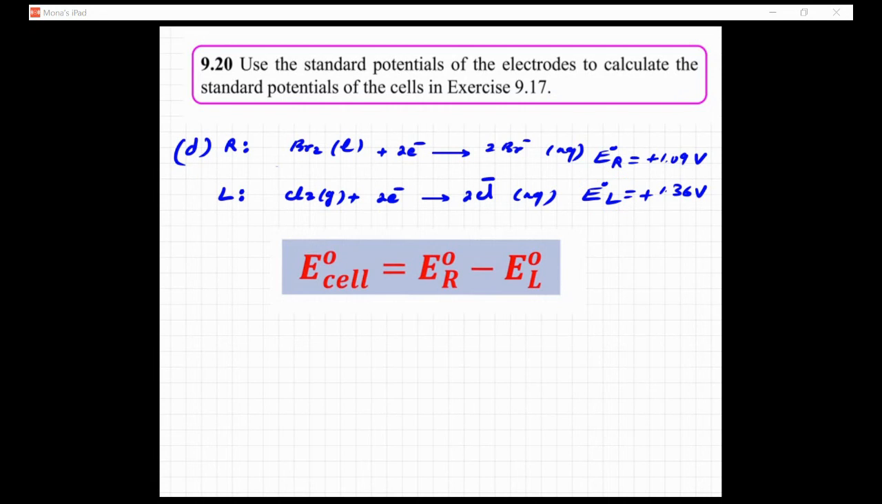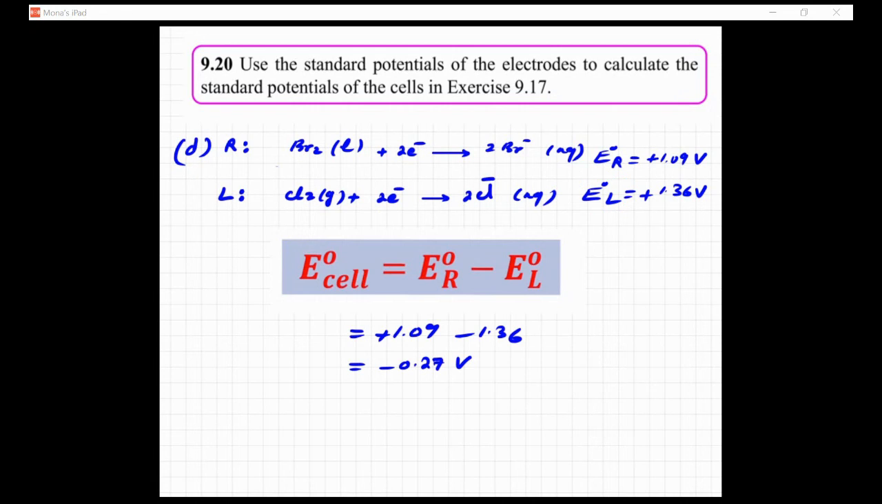So that means E sub cell is going to be E right, which is 1.09, minus 1.36, which is going to be equal to minus 0.27 volt, as you said. Is that wrong? No, it's not wrong. So that is going to be equal to the potential for our electrode, which is, of course, for our cell reaction.